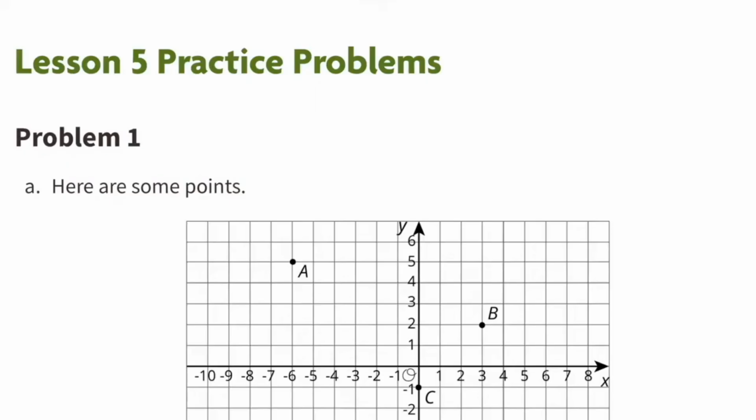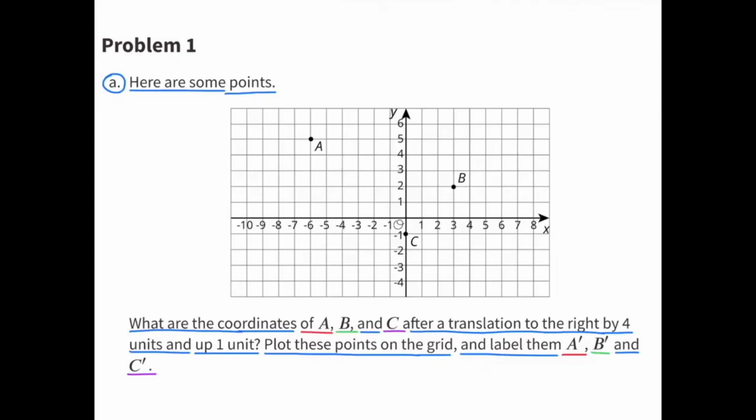8th grade, Unit 1, Lesson 5, Coordinate Moves. Number 1. Here are some points. What are the coordinates of A, B, and C after a translation to the right by 4 units and up 1 unit? Plot these points on the grid and label them A', B', and C'.